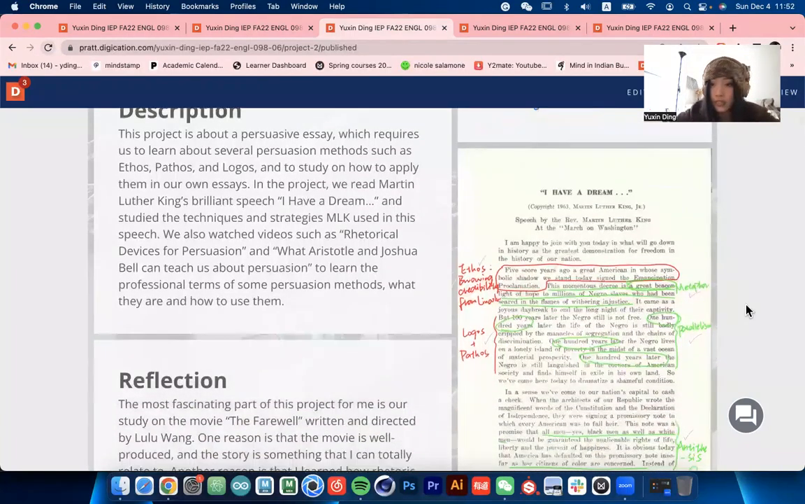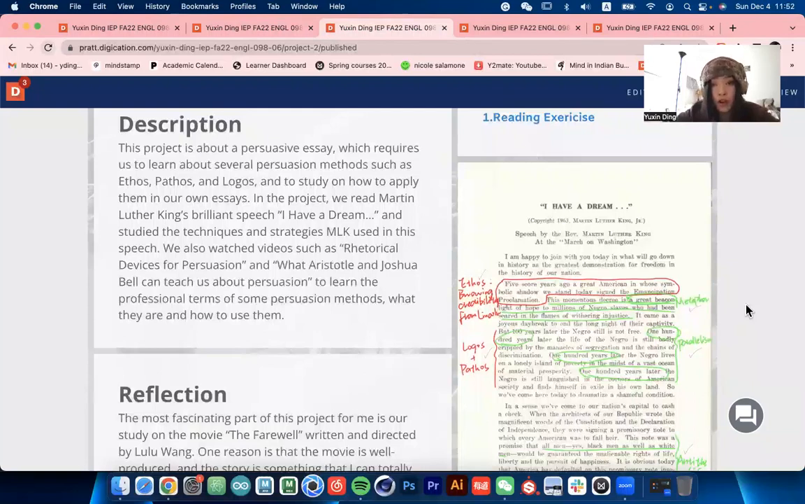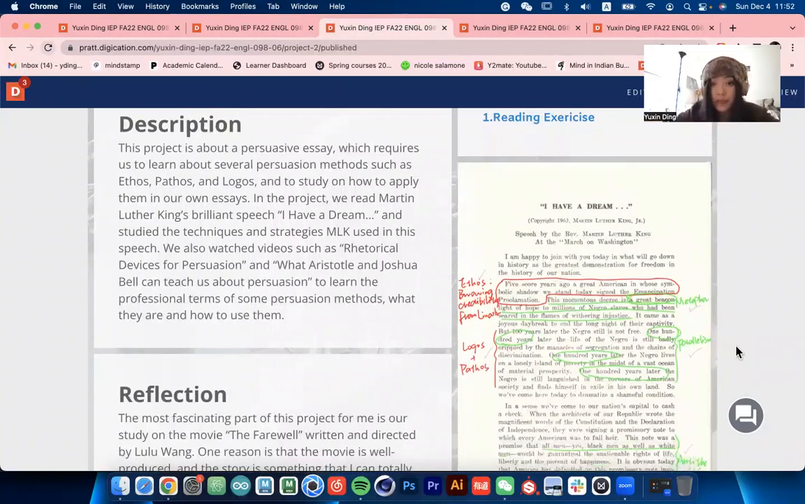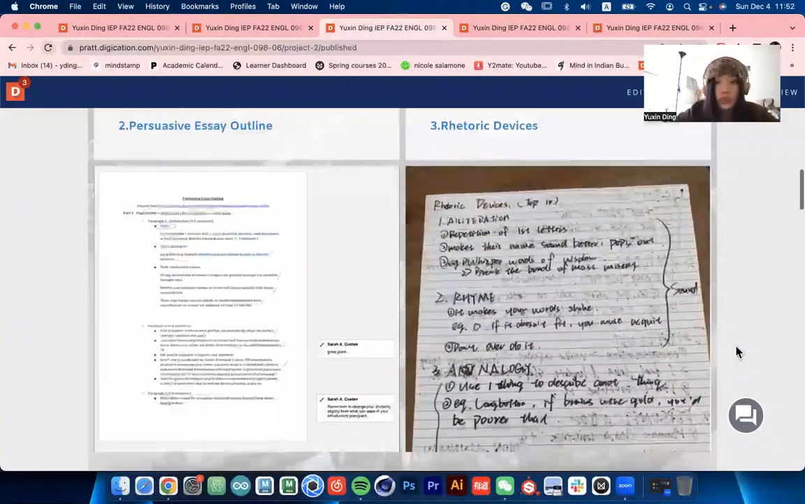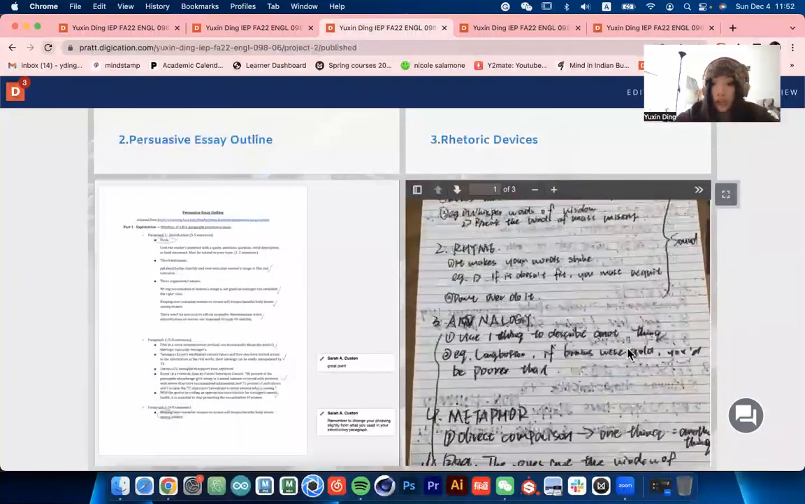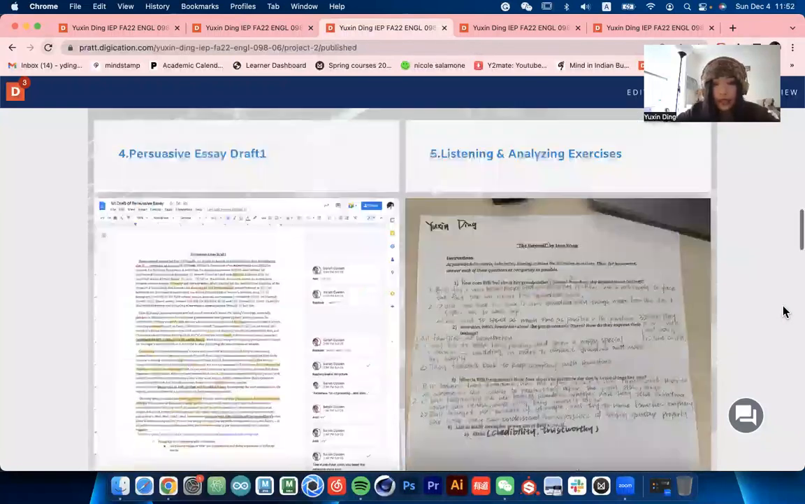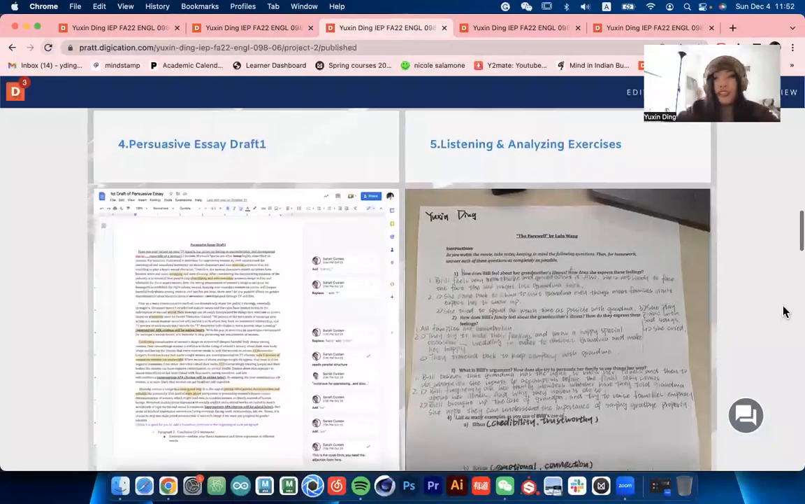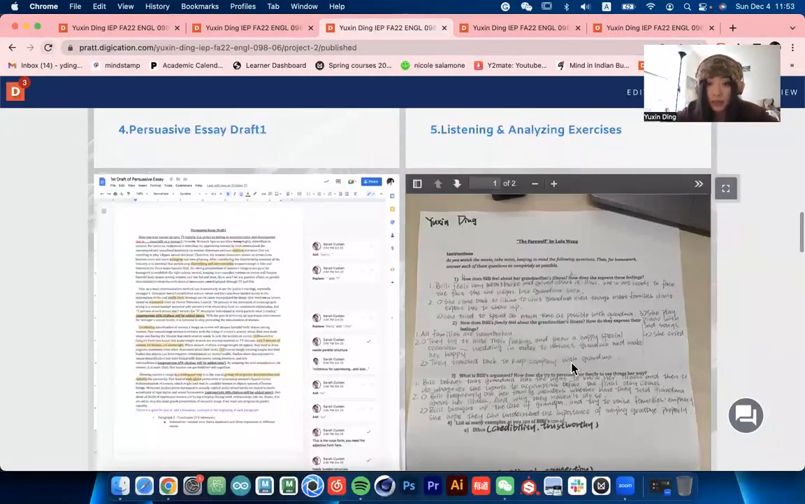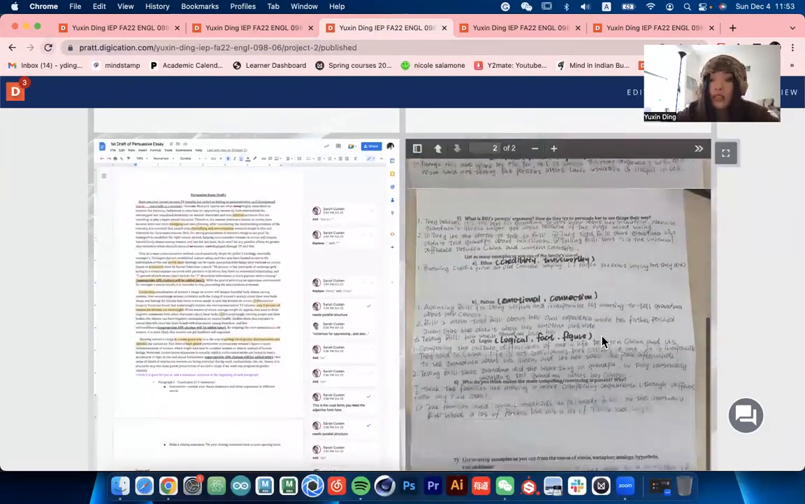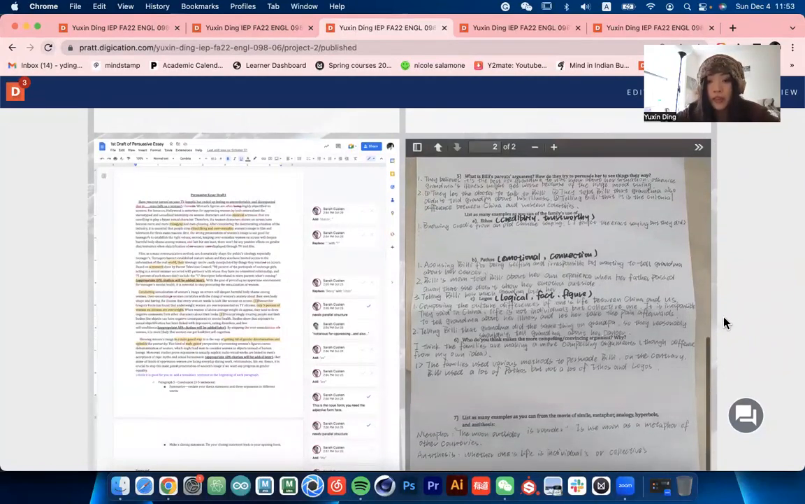So we have some reading exercises to read the most compelling, strong, persuasive speech, "I Have a Dream" by Dr. Martin Luther King. And also watched some videos to teach us what rhetoric devices are and take some notes. Have our outlines, and we have the most interesting listening exercise of this semester, which is to watch the movie The Farewell, written and directed by Lulu Wang. And we took some notes and analyzed the persuasion methods used in the movie.